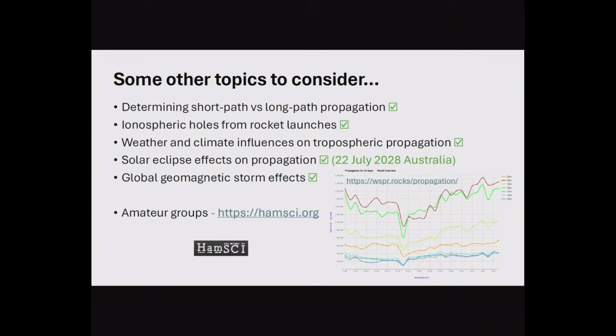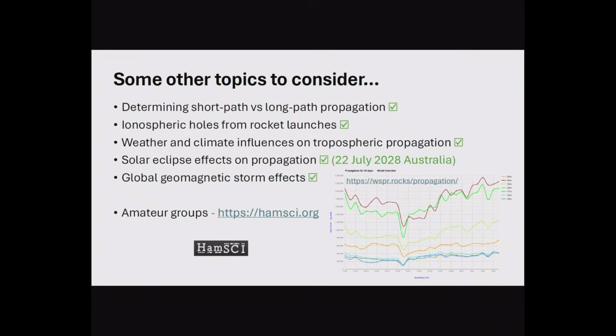Tropospheric propagation, I'll say something about that on the very last slide. And solar eclipse effects. There's an eclipse coming up, a total solar eclipse over Australia. Folks in the Ham-Psi group have done quite a lot of work looking at ionospheric effects of solar flares on digital modes. And global geomagnetic storms.